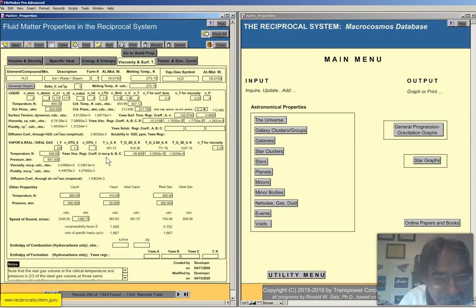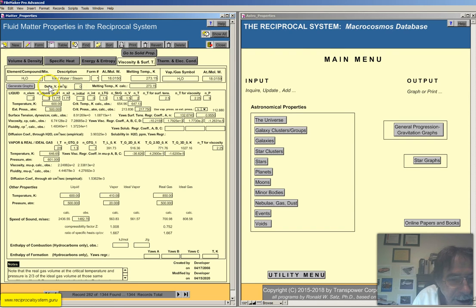and here's the screen. As usual, in the first field we have the element or the compound or the mix, which we've been using H2O for our sample record. Description is ice, water, and steam, obviously. Form number 1, atomic molecular weight is here. Observed melting temperature in Kelvin is here. Vapor gas symbol is here. Now this is the same, but in some gases, for example, it's different. And atomic molecular weight here again. Delta V is 0 for this particular compound.